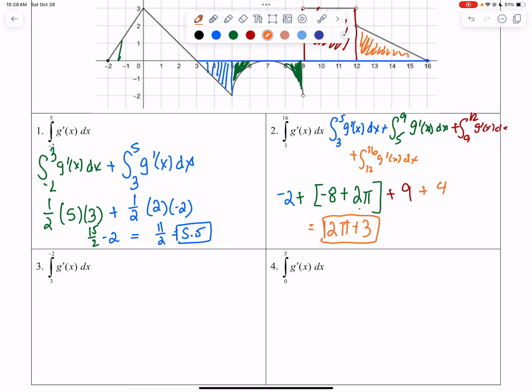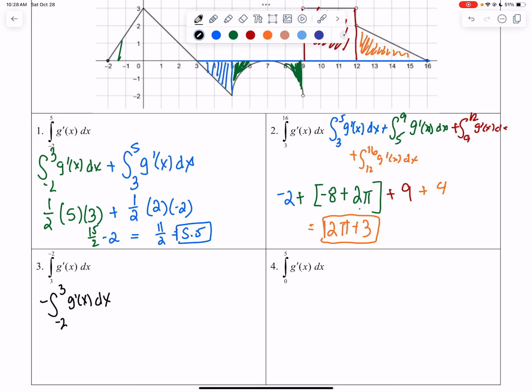Number 3 says we want to find the integral from 3 to -2 of g prime of x dx. Now remember, whenever we were talking about area, we want to go from left to right. This is not in the form of left to right. This is right to left. We don't want that. So instead, we are going to rewrite this so that it is the integral from -2 to 3, g prime of x dx.